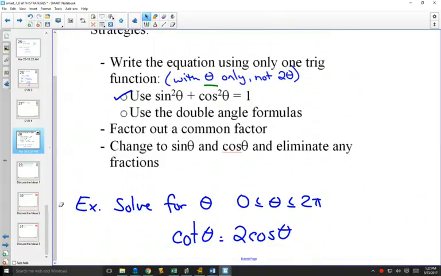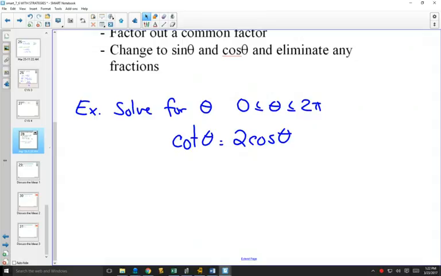Here's our first one. Cotangent theta is equal to 2 cos theta. Key thing here is the word solve. You're not going to draw a line because this is not a proof. It won't even be provable. So in this one, I'm looking at things. I don't have a double angle identity. I don't have any sine squareds or cos squareds. All I have is a cotangent and a cos. So I'm going to use my last strategy, change things to sine and cos, and eliminate any fractions.